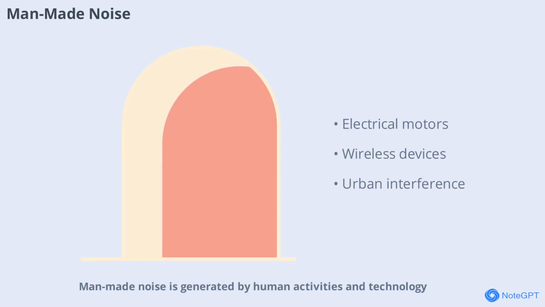Man-made noise is generated by human activities and technology. Common sources include electrical motors, fluorescent lights, computers, and wireless devices. In urban areas, man-made noise can be a significant problem, especially for sensitive communication systems. Engineers must consider these sources when designing and installing communication infrastructure.